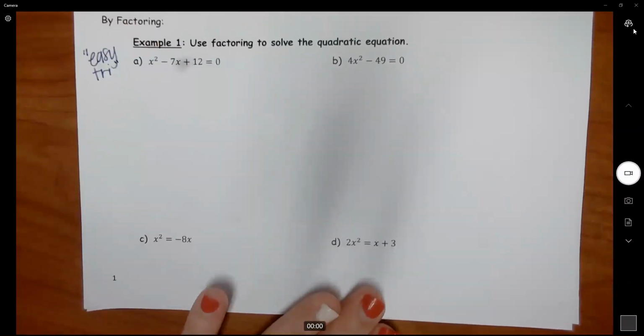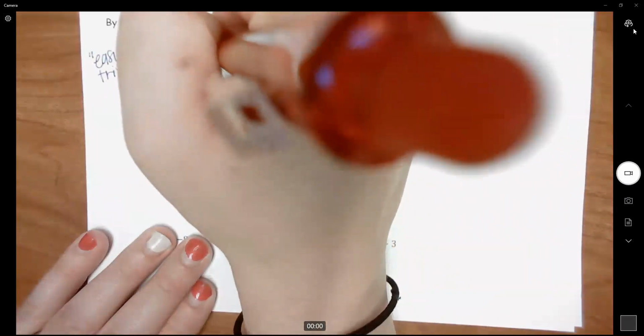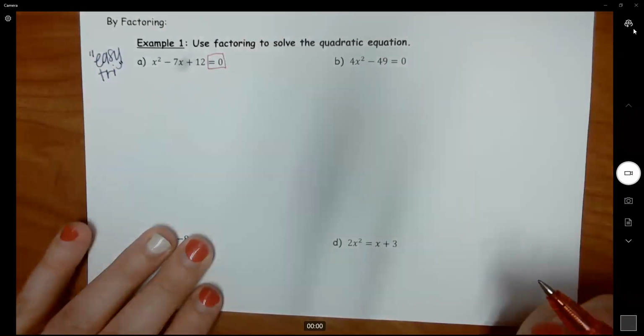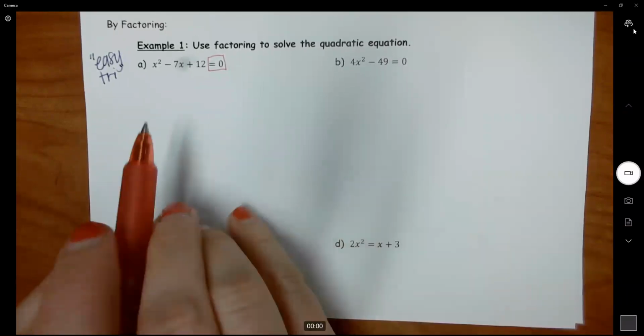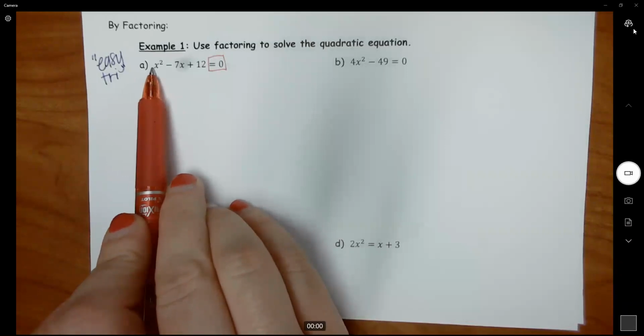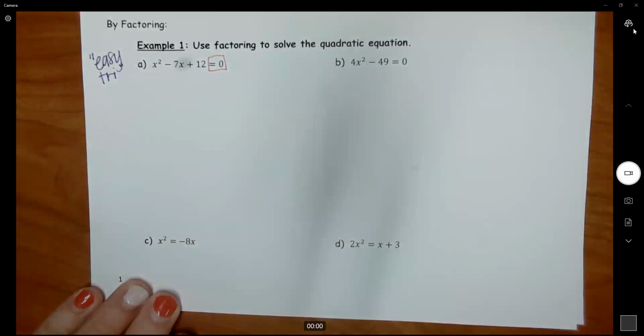So example 1, we're going to use factoring to solve the quadratic equation. Step 1 is to put this into standard form. This is in standard form. It already equals 0, so we're good there. Step 2 is to find a GCF. You have 1, 7, and 12. There's nothing you can divide into all 3 of those, so we are good.